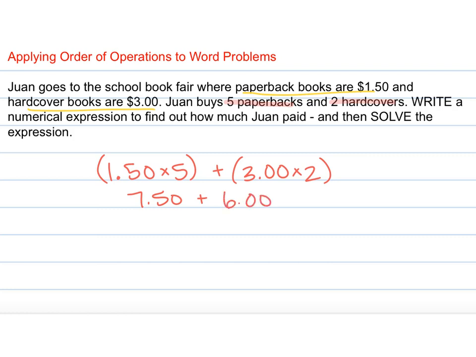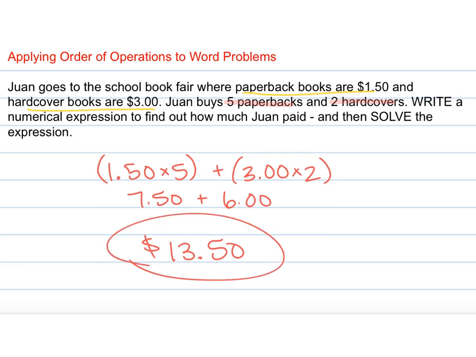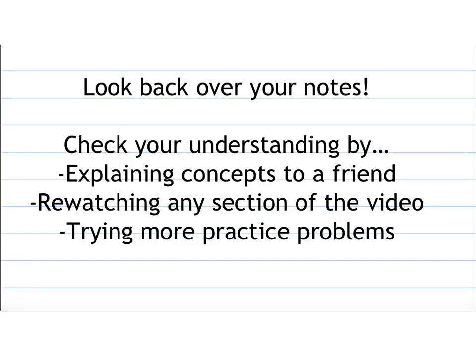Well, 7 plus 6 is 13. 50 cents plus 0 would be $13.50. So that's how much he spent at the bookstore. Again, using order of operations to solve. That's everything on order of operations.